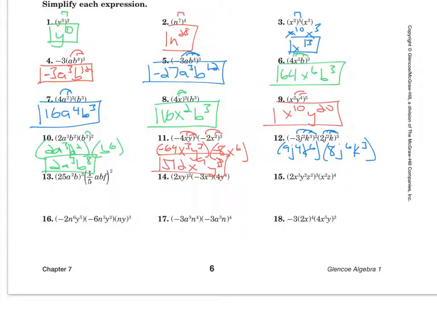Then I can multiply everything out. It becomes like a problem from the first page. 9 times 8 is 72. J to the 4 plus 6 power is j to the 10th power. And k to the 6 plus 3 power is k to the 9th power. Alright. And these last couple, I'll have to let you guys go ahead and finish on your own.